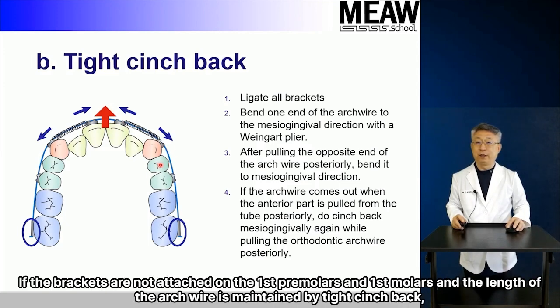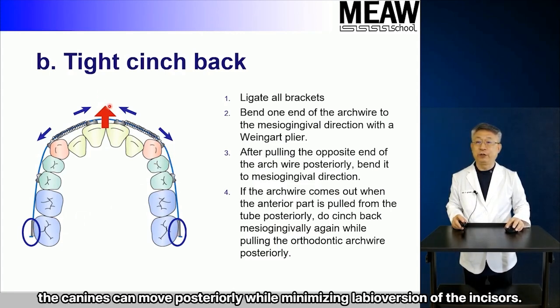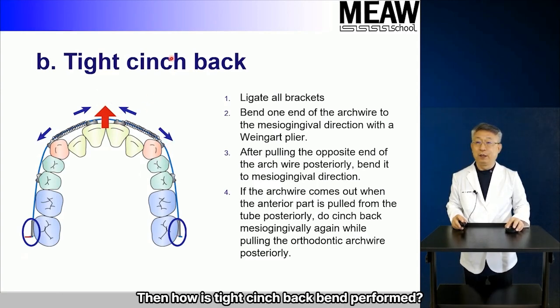If the brackets are not attached on the first premolars and first molars and the length of the arch wire is maintained by tight cinch back, the canines can move posteriorly while minimizing labioversion of the incisors. Then how is tight cinch back bend performed?